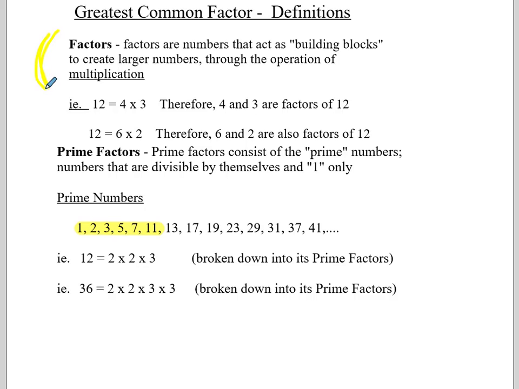Factors are numbers that act as building blocks to create larger numbers, through the operation of multiplication. So you could have 12, and factors are 4 and 3, because if you multiply those together, you get 12. You could also have factors of 6 and 2. They would also get you to 12.